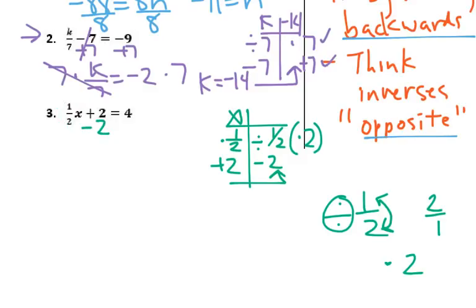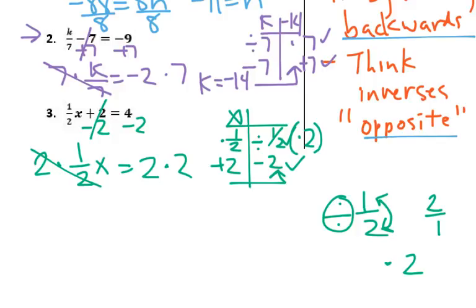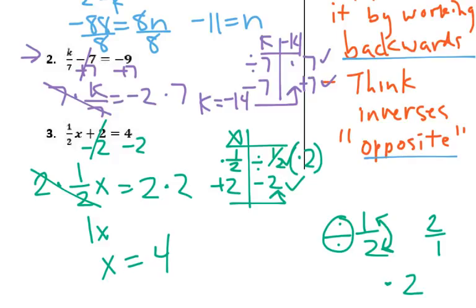So first, we subtract 2 from both sides, giving us 1/2 x, because that becomes 0, and adding 0 does nothing, right? So we just get rid of it. 4 minus 2 is 2, and we're going to times both sides by 2. Those cancel, leaving us with 1x, which is just x, because 1 times anything is just itself. 2 times 2 gives us 4. So, there we go with our answers.